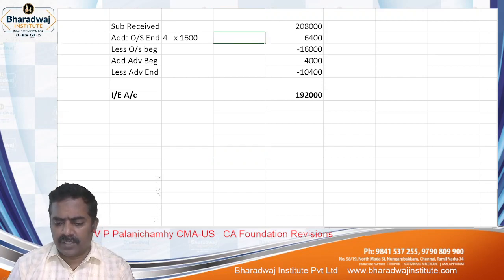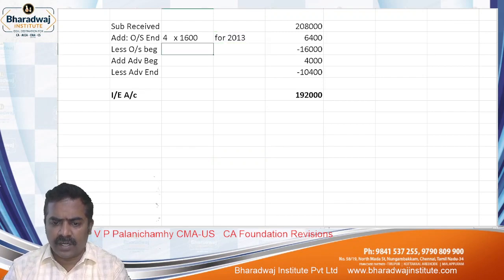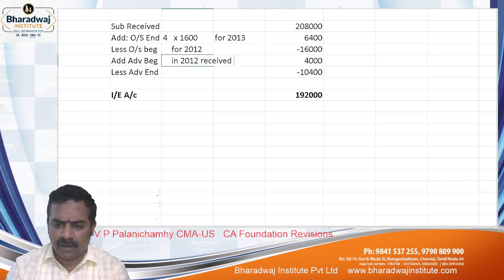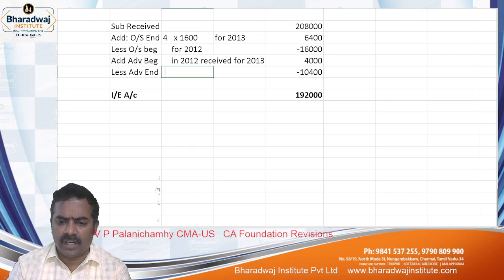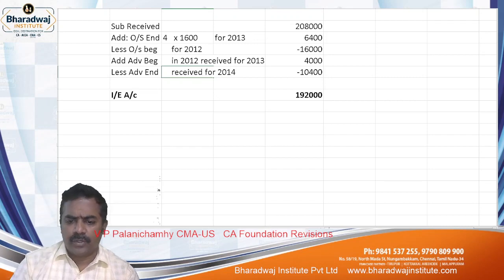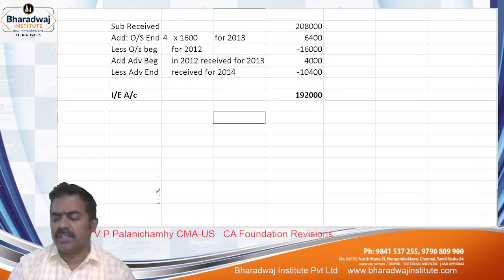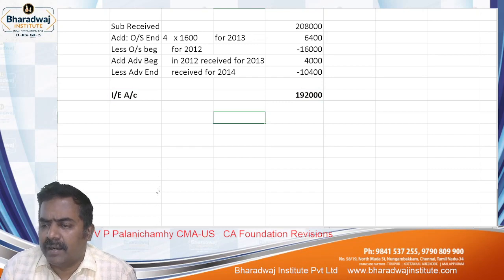Subscription receipt, outstanding at the end of the year, that is for 2013. Outstanding at the beginning means for 2012. Advance at the beginning means received in 2012 for 2013. Advance at the end means received for next year, 2014. So we eliminate last year and next year items and include only current year items so that we get income for the year. What is income for the year? 1,92,000.